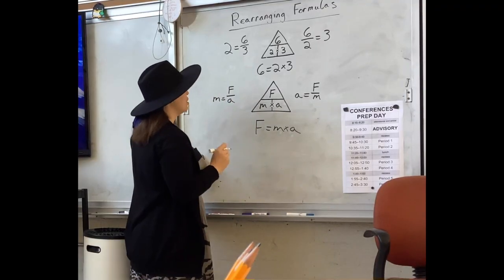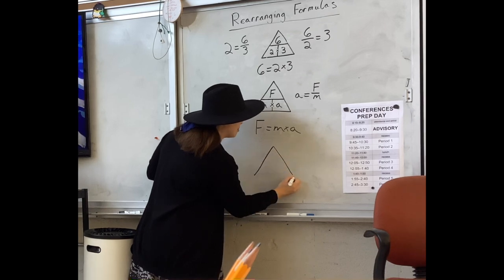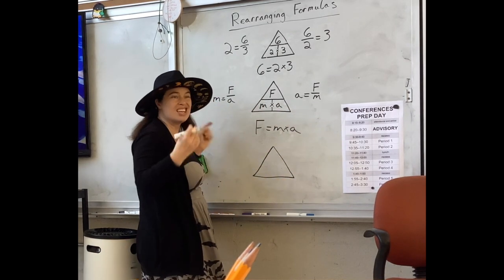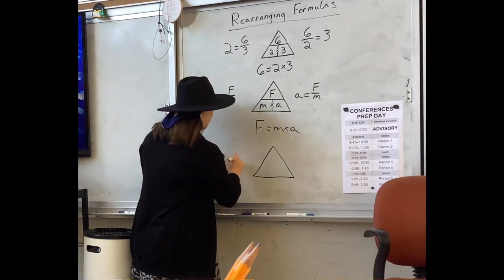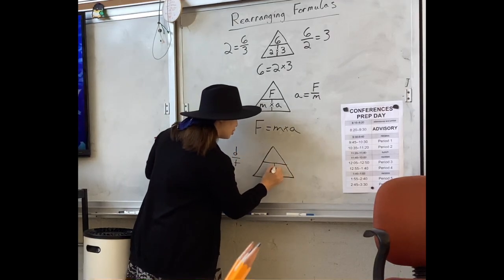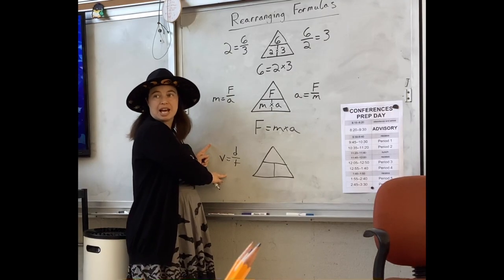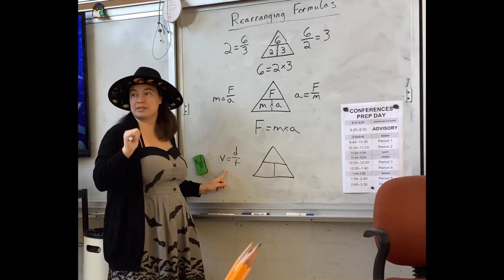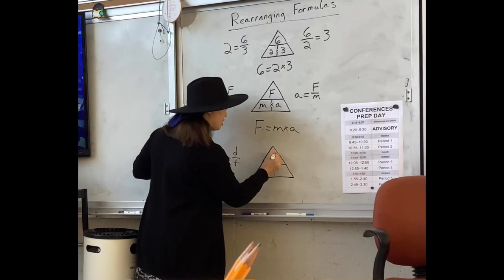All right, let's think about a different form of equation, though, because sometimes the equations we have don't have 2 things that are being multiplied by each other. Sometimes the equations have division in them, like velocity is distance over time. So if we look at our triangle and the formula velocity is distance over time, what's on top? Distance is on top, so distance goes on top in my triangle.